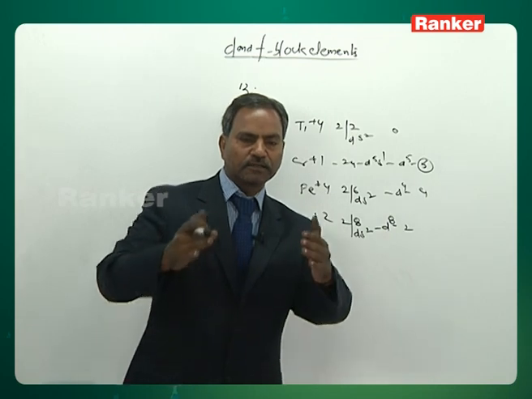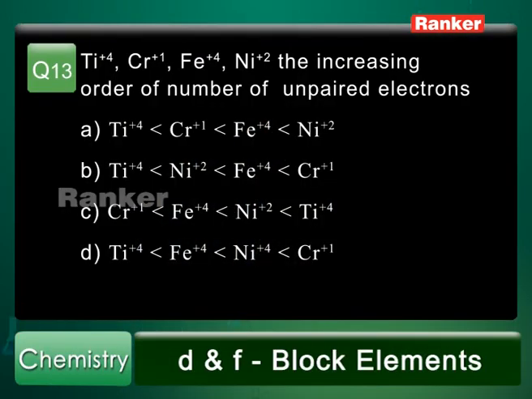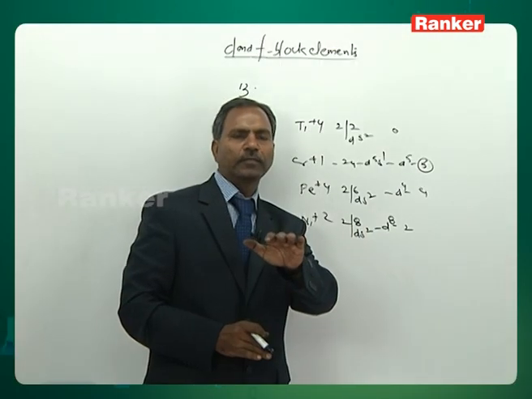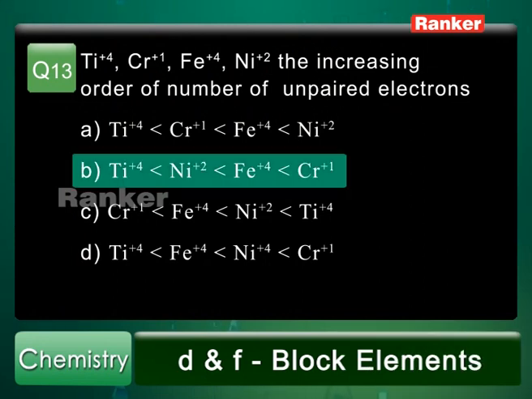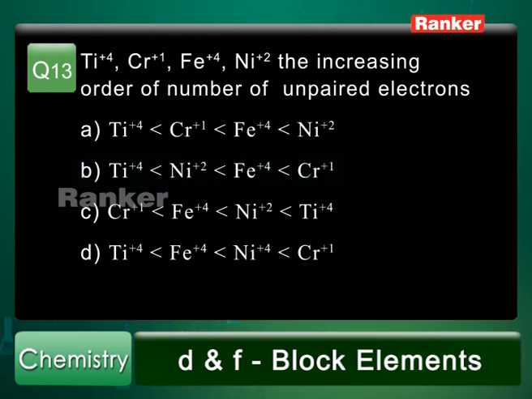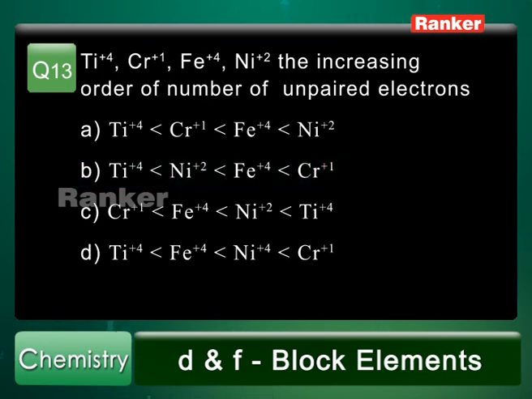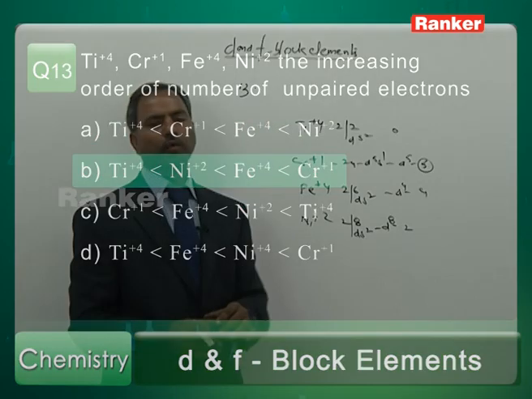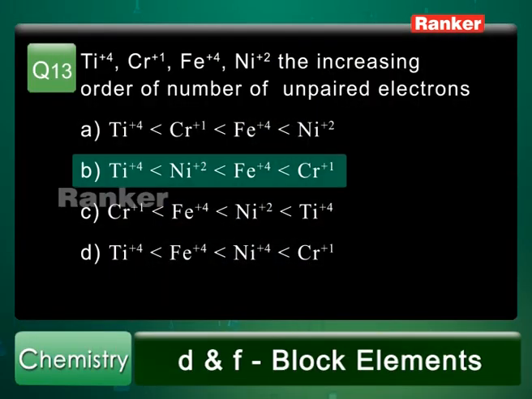Don't look at the answers first, as you may get confused. First see the question, do it yourself, calculate the number of unpaired electrons, then go for the answers. So option B is correct here: titanium plus 4 less than nickel plus 2 less than Fe plus 4 less than chromium plus 1. This is the way you have to do such questions that appear in entrance exams. Answer B is correct.